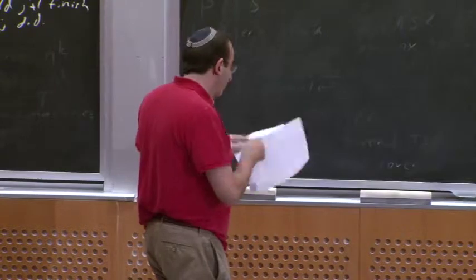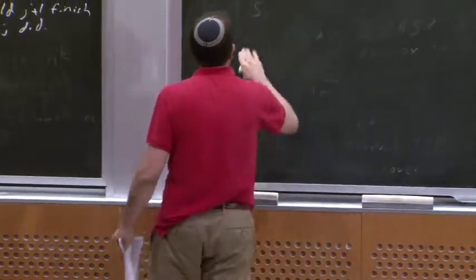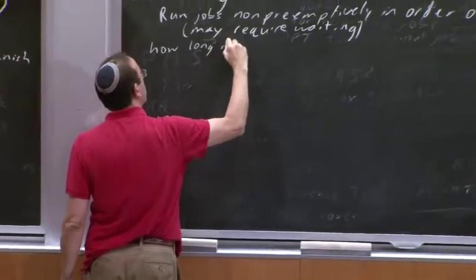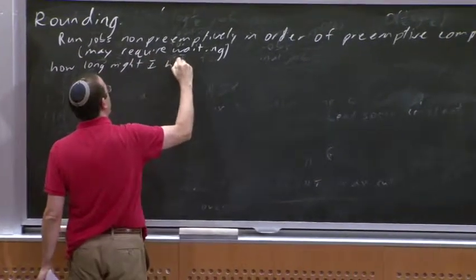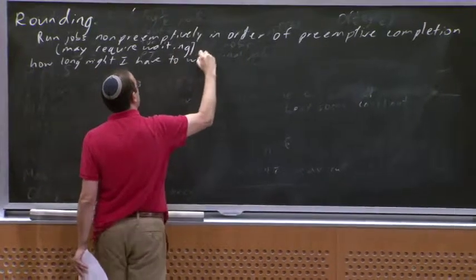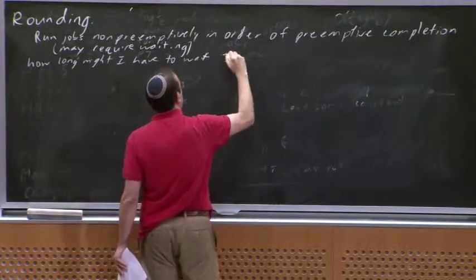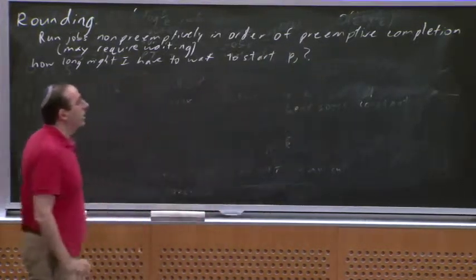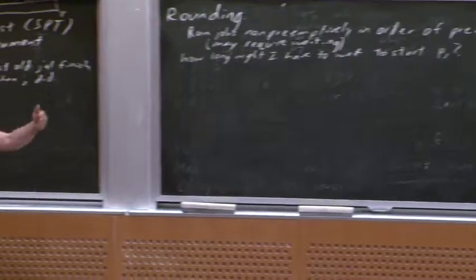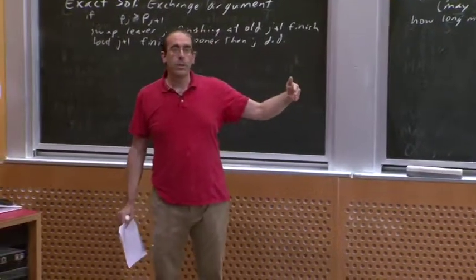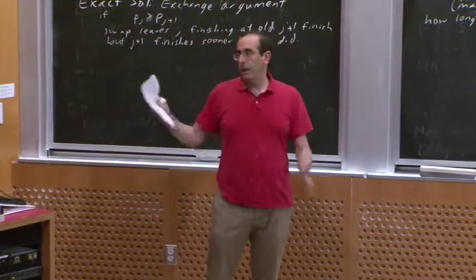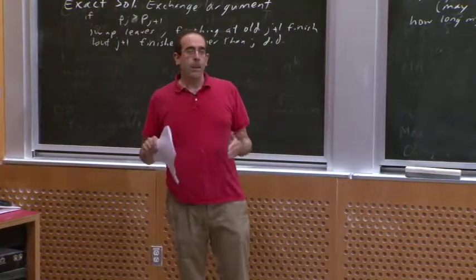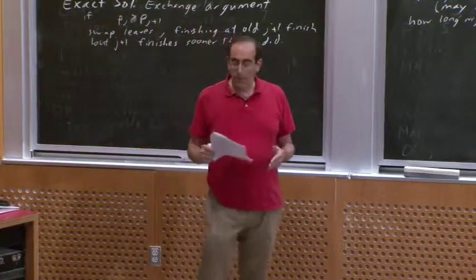Sorry, I lost my place. So how long might I have to wait to start Pj? Right, so Pj finished at some certain point in the preemptive schedule. Now I'm running the jobs non-preemptively in the order in which they completed. How much might I have to wait for Pj?